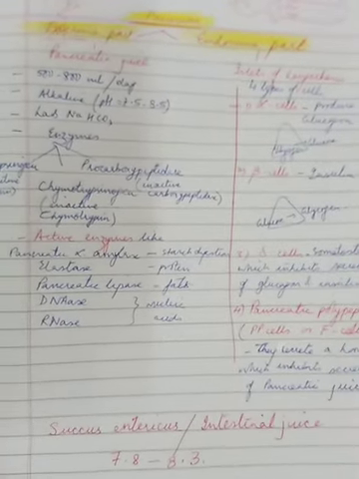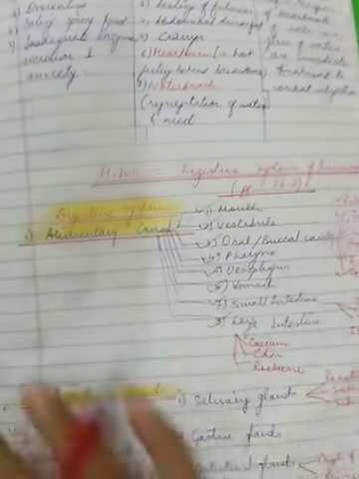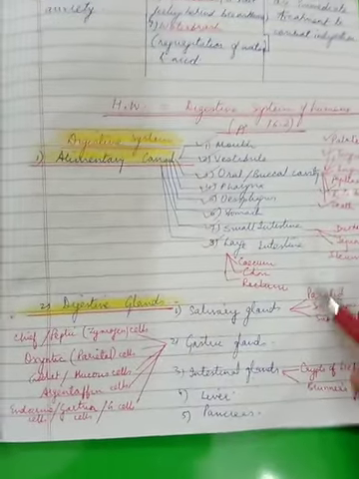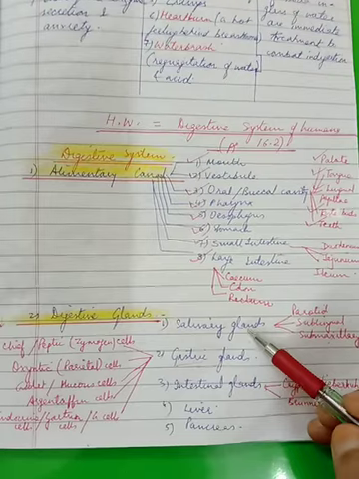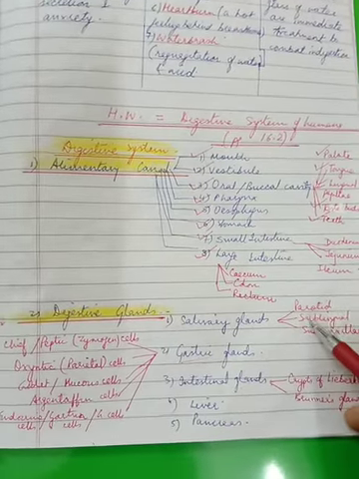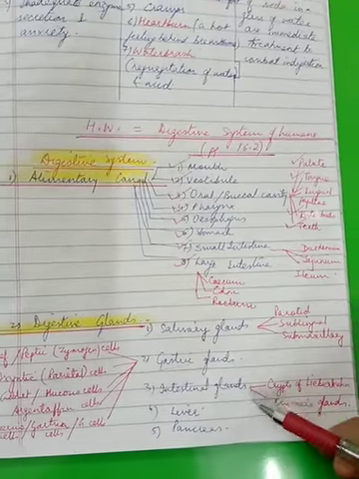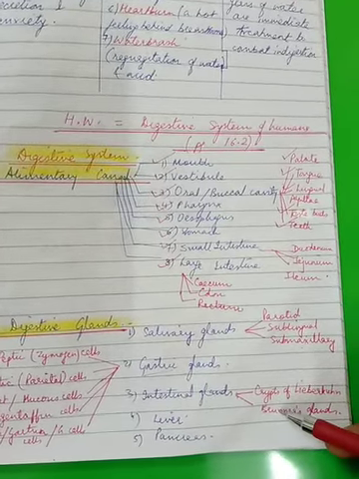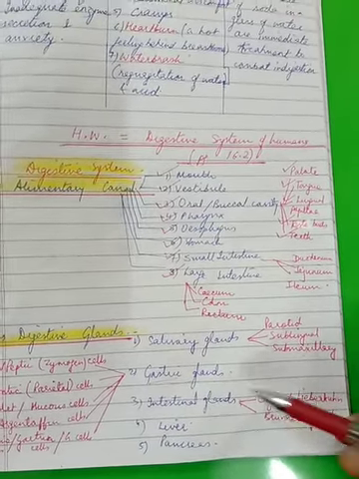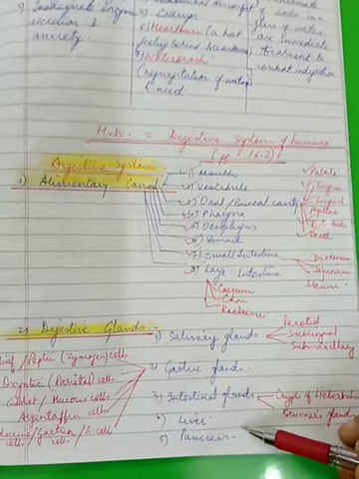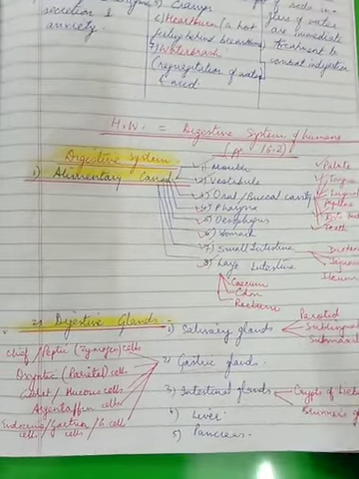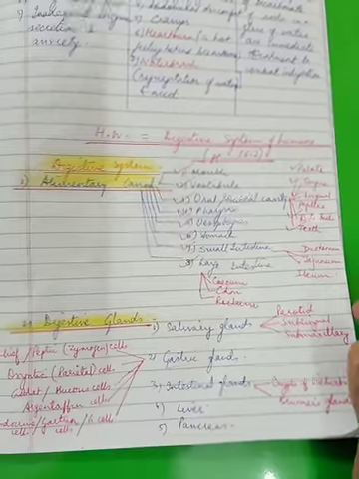So as I said, children, today's part was about the digestive glands. I have discussed in today's video about salivary glands, the 3 types, then gastric glands, the 5 types, intestinal glands, the 2 types, that is crypts of Lieberkühn and Brunner's gland, liver and pancreas. In my next video, now we will start with the process of digestion.